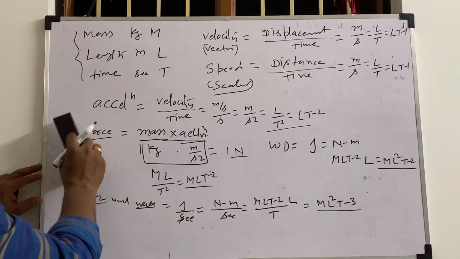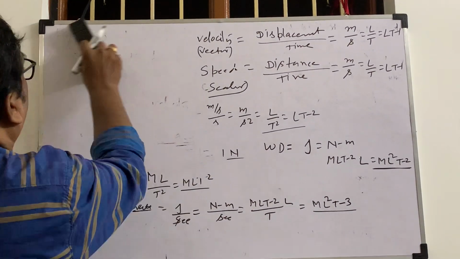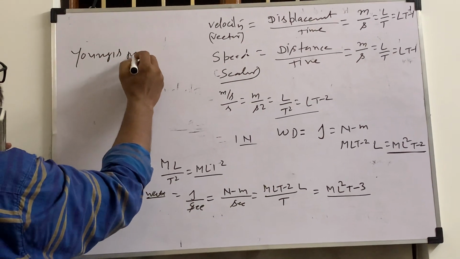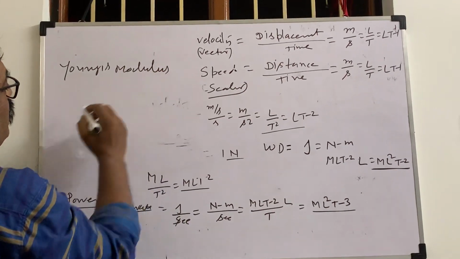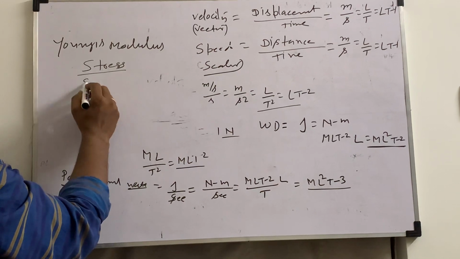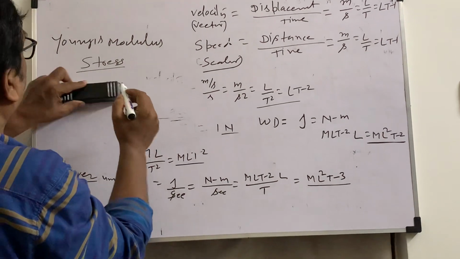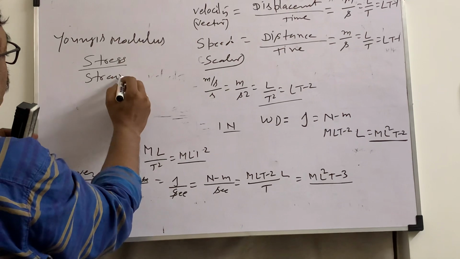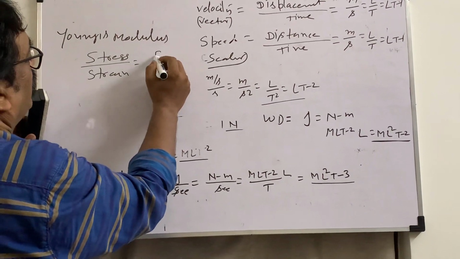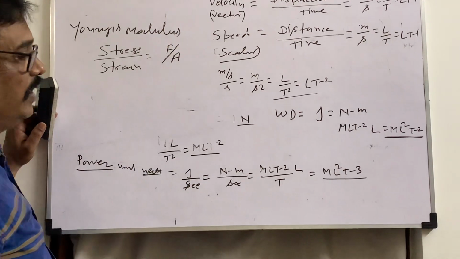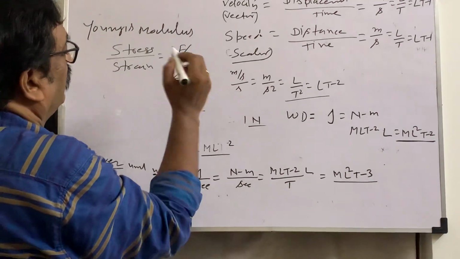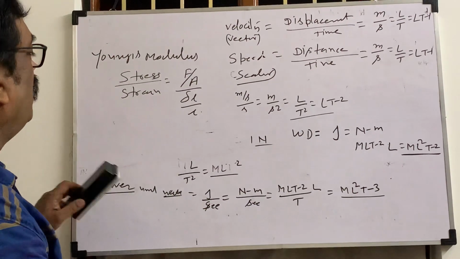Suppose we take another one, Young modulus. What is the Young modulus formula? Stress by strain. Now stress, how will you analyze the stress? Force per unit area. Then strain is the change in length to the original length.